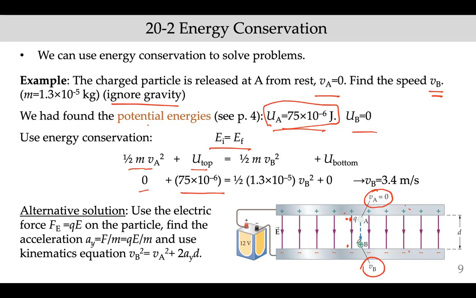In the final case, the charge will have kinetic energy, so 1/2 times the mass, which is given here, times v squared. And this is something that we don't know. We will solve for it. And at the bottom, the potential energy is 0. That's what we found before. If you solve this equation for VB, it turns out that its speed at point B will be 3.4 meters per second.